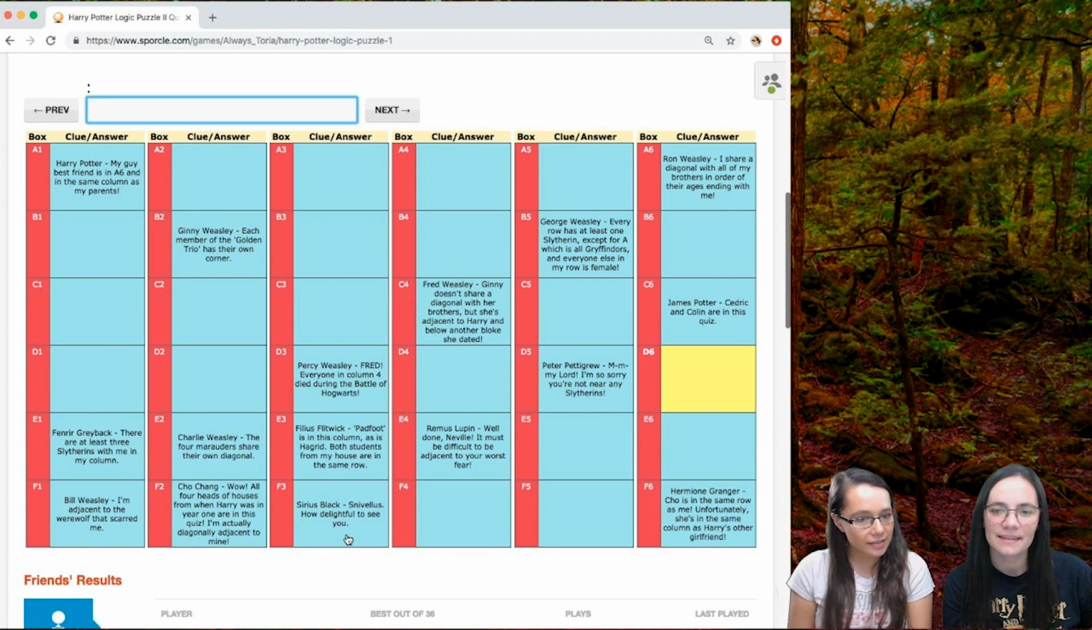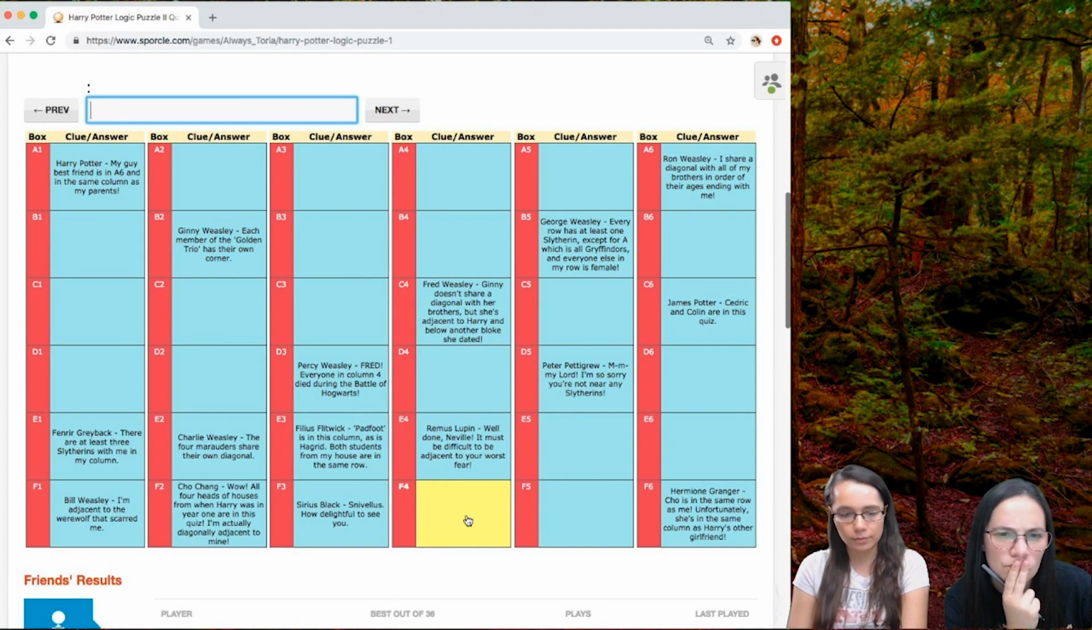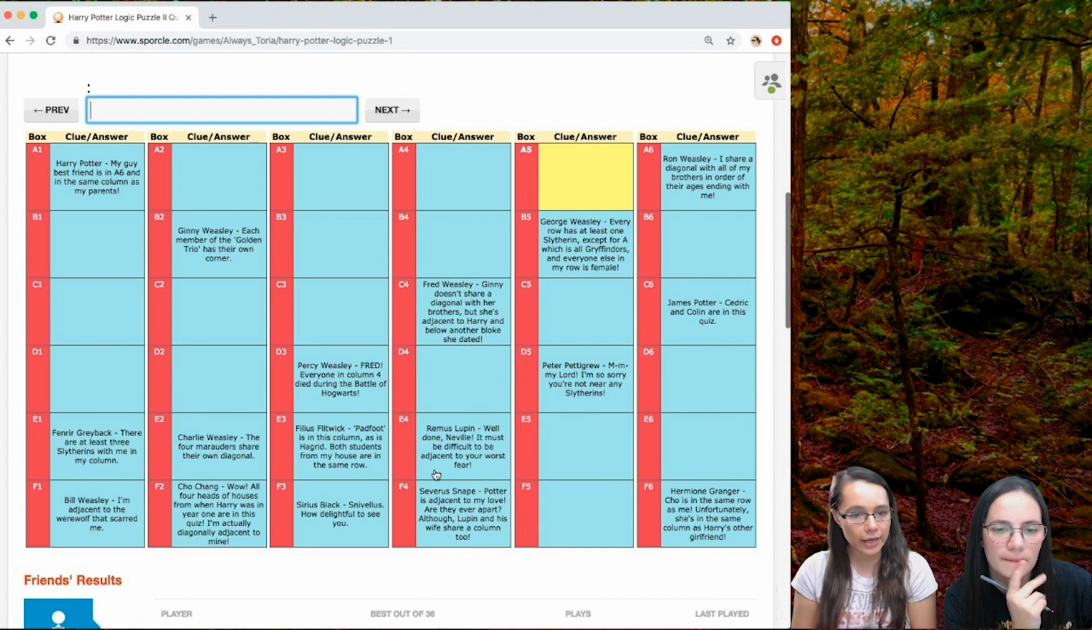Okay. Snivellus, how delightful to see you. If he can see Snape, then that puts Snape here, because you can only see people that are adjacent to you. And he died in the Battle of Hogwarts. Well done, Neville. It must be difficult to be adjacent to your worst fear. So he's adjacent to Snape, which means Neville is either E5 or F5.